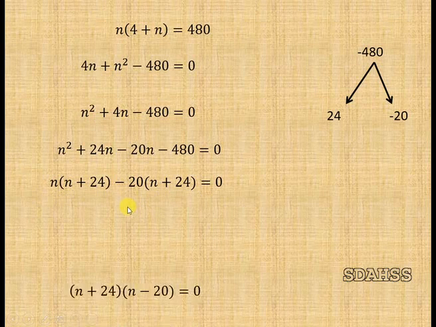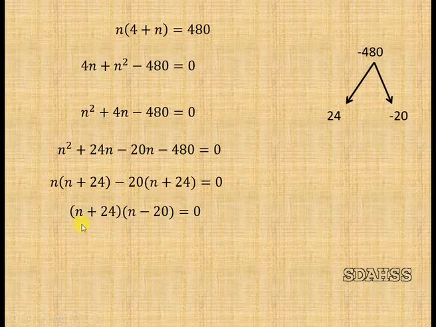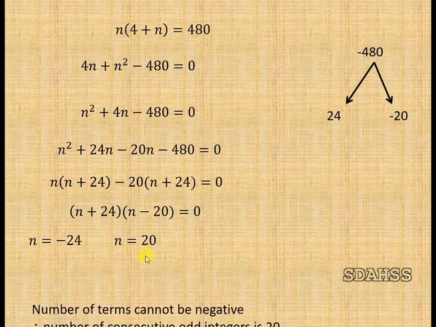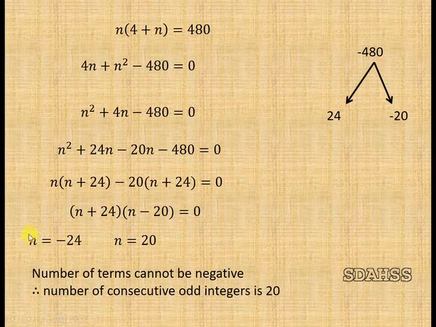Now n plus 24 is common, take it outside, so you have n plus 24 into n minus 20 is equal to 0. Now n is equal to minus 24, n is equal to 20. The number of terms cannot be negative. So the number of consecutive odd integers is 20.